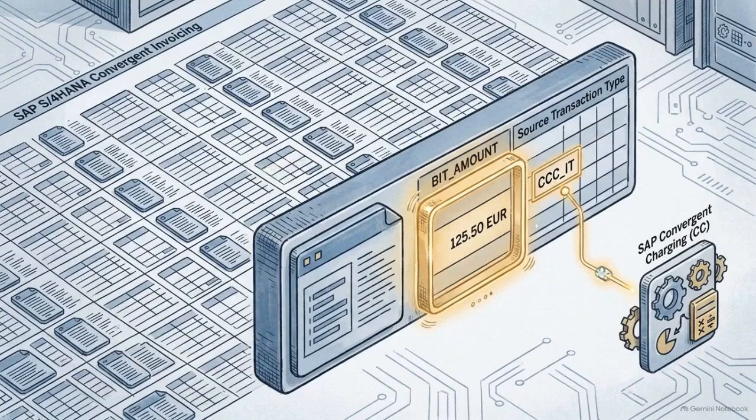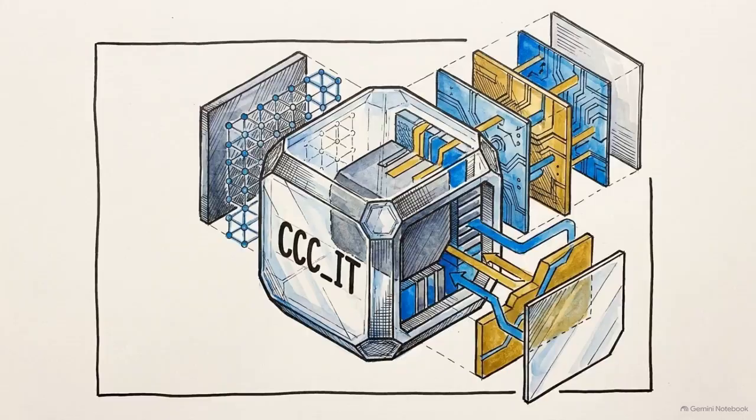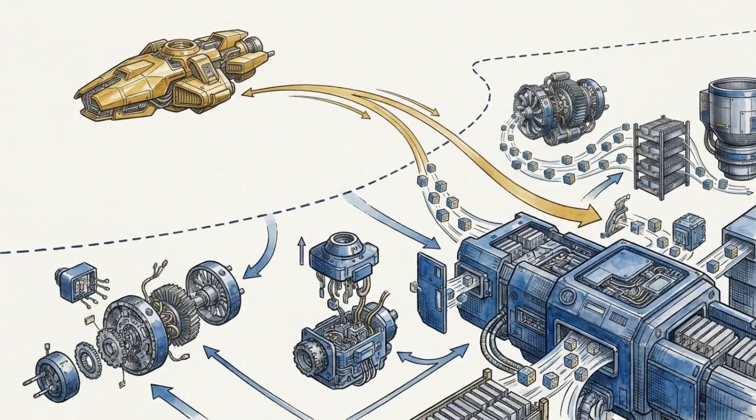This 3D database table sits inside SAP S/4HANA's Convergent Invoicing environment. Focusing on a specific row, we locate the financial value for a customer's usage in the BIT amount column. However, the source transaction tag CCCIT reveals the price wasn't calculated here. That tag indicates this price was generated externally. It originated inside SAP Convergent Charging before making its way here into S/4HANA.